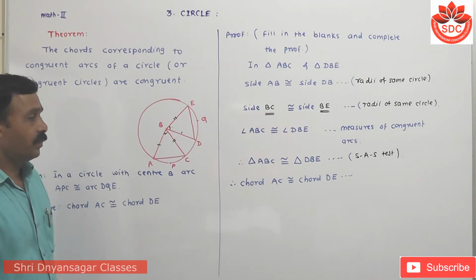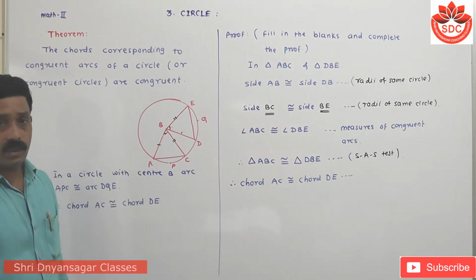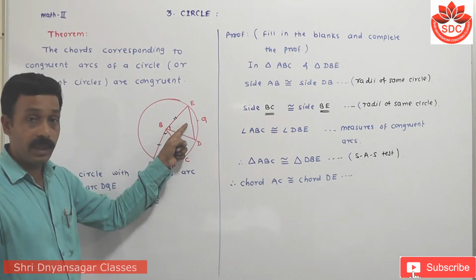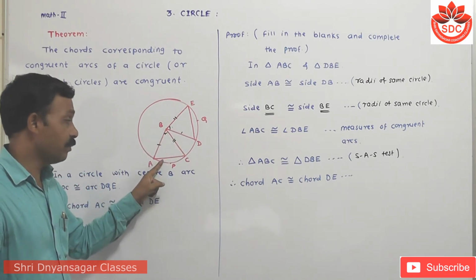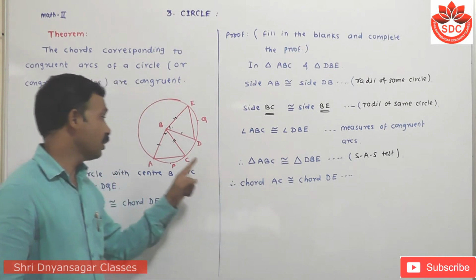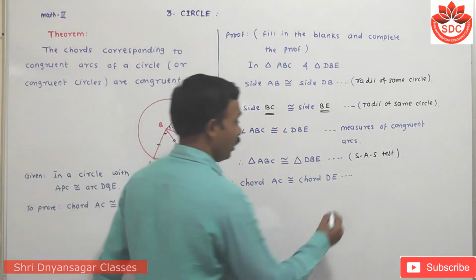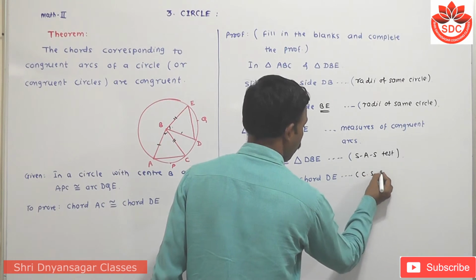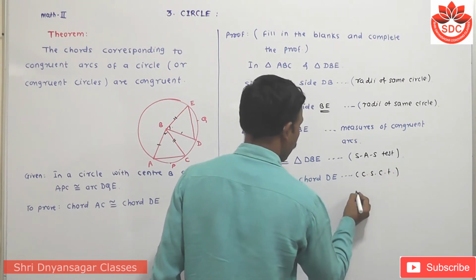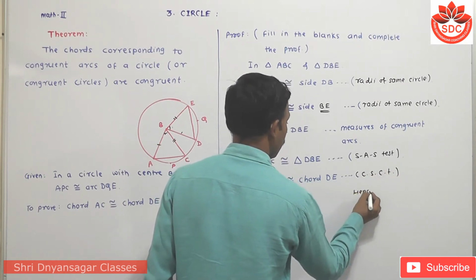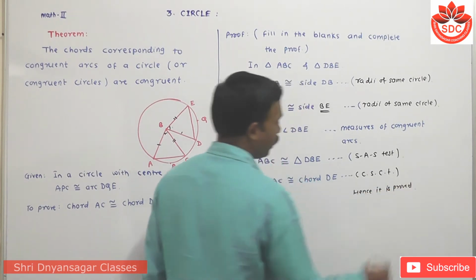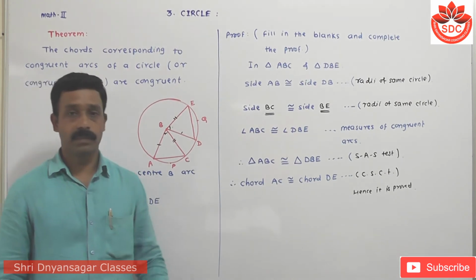Then the remaining parts of the triangles are also congruent. Meaning here segment AC is congruent with segment DE. That is, this segment AC, meaning the chord AC, is congruent with chord DE. Here it is corresponding sides of congruent triangles, and hence it is proved. Can you understand this? We see the next theorem.